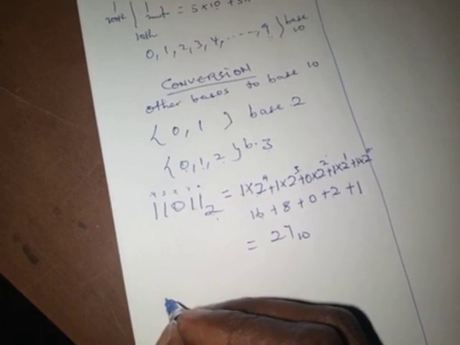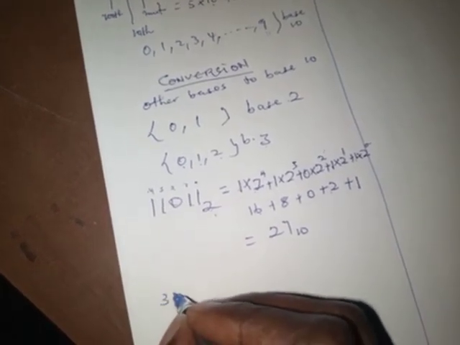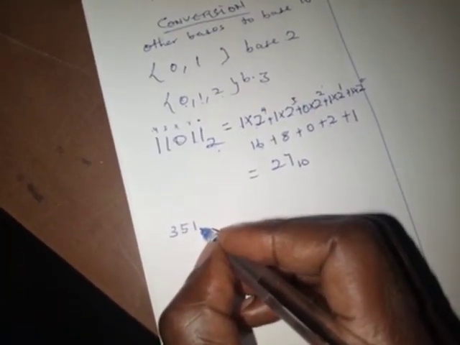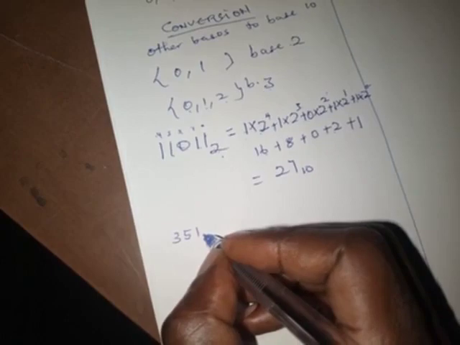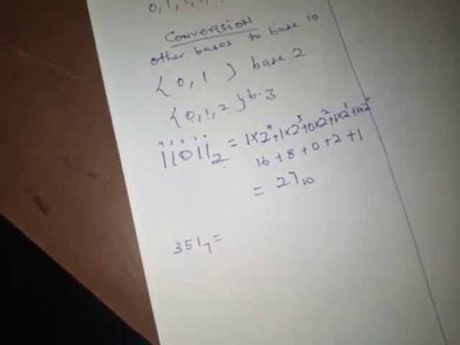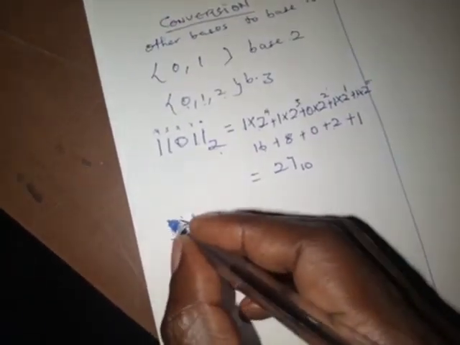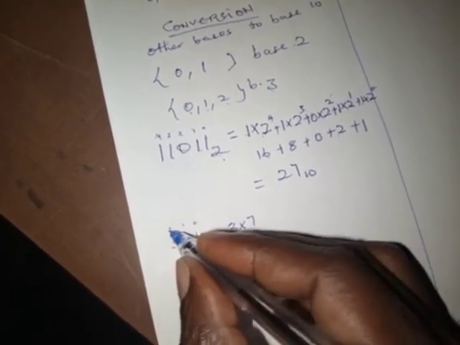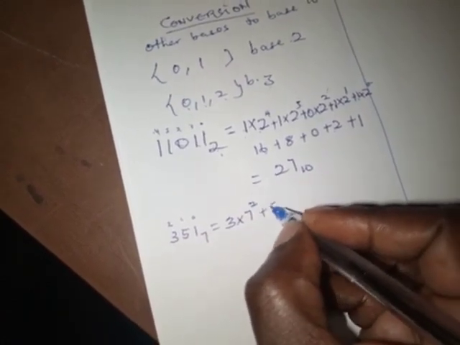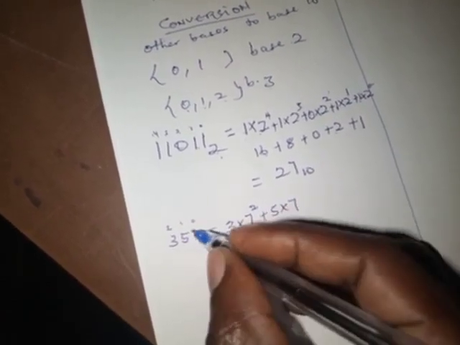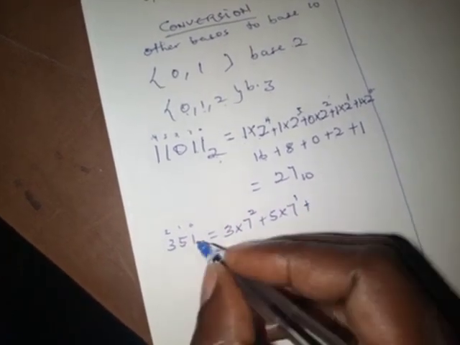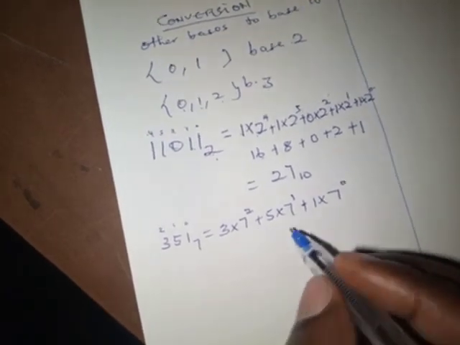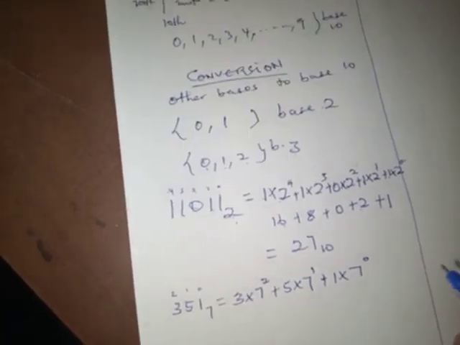If I give you a number, let's say 3, 5, 1 in base, let's say base 7. Okay, so this is positions 0, 1, 2. So then we start: 3 times the base raised to the power of its position, 5 times the base raised to the power of its position, then 1 times the base raised to the power of its position. Please, you should take note.